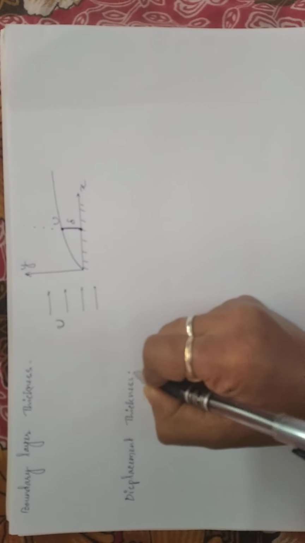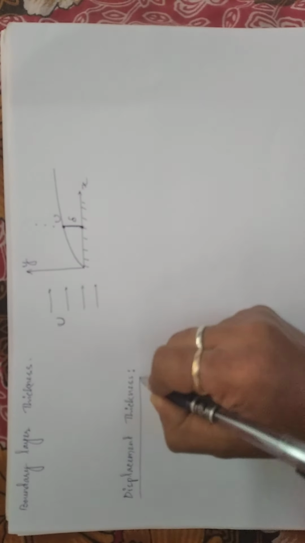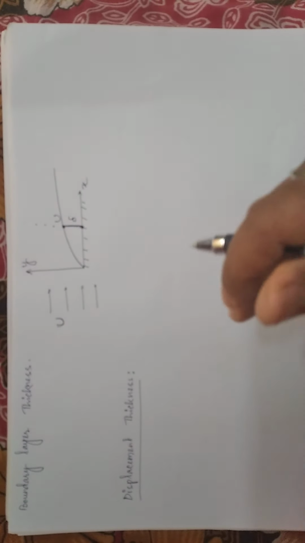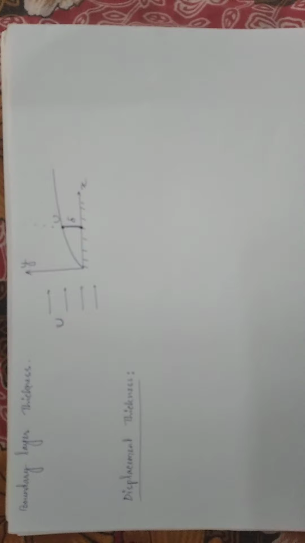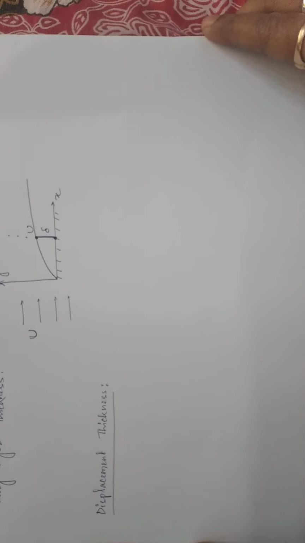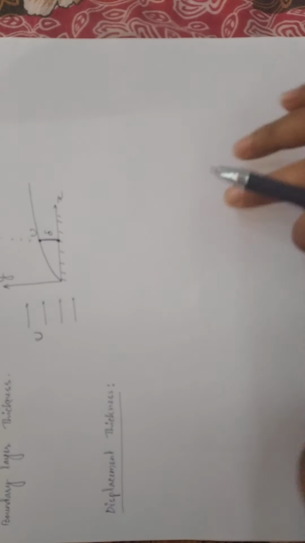Okay, so displacement thickness is generally defined as, so again I'm coming back. Displacement thickness is defined as the distance by which external potential flow is displaced outwards due to the decrease in velocity in the boundary layer.